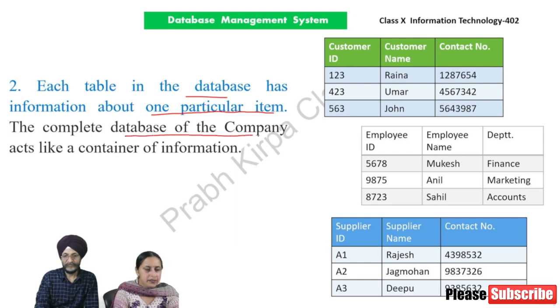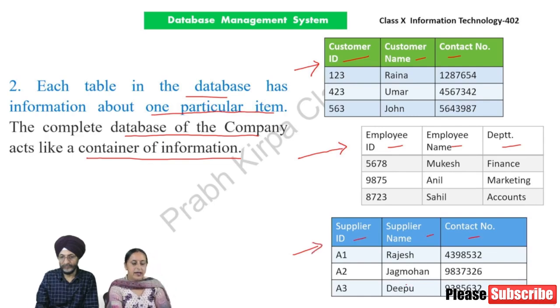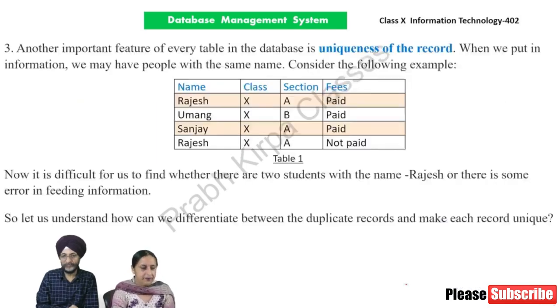Second, each table in the database has information about one particular item. The complete database of the company acts like a container of information. Customer table provides information about the customers of the company. The information in respect of employees is available in the employee table. Supplier table provides information in respect of suppliers of the company.